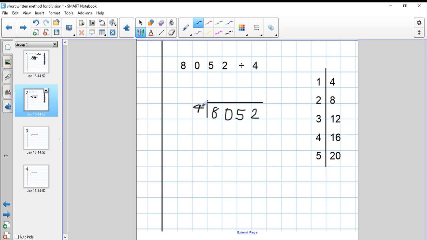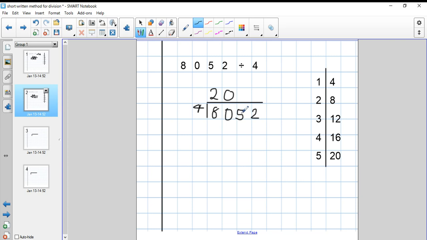So the first question I ask myself is, how many times does 4 go into 8? I know that the answer to that is 2, because 2 times 4 is 8. I don't have any remainders, so I move on to my next digit. The next digit is 0. Now 4 does not go into 0, so I'm going to put a 0 here. Okay, 4 does not go into 0. And I move on to my next digit.